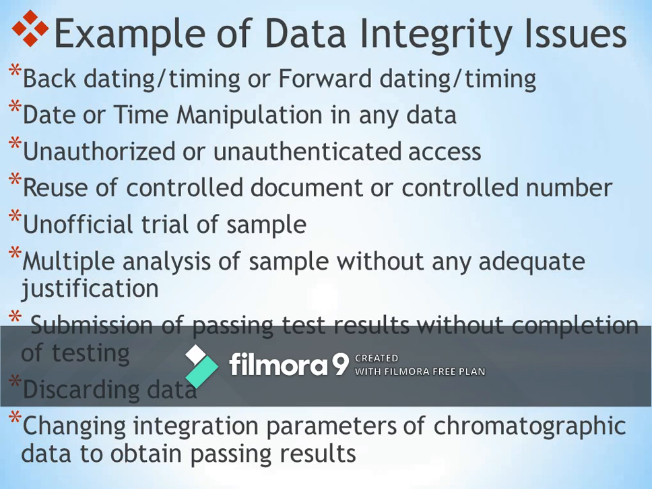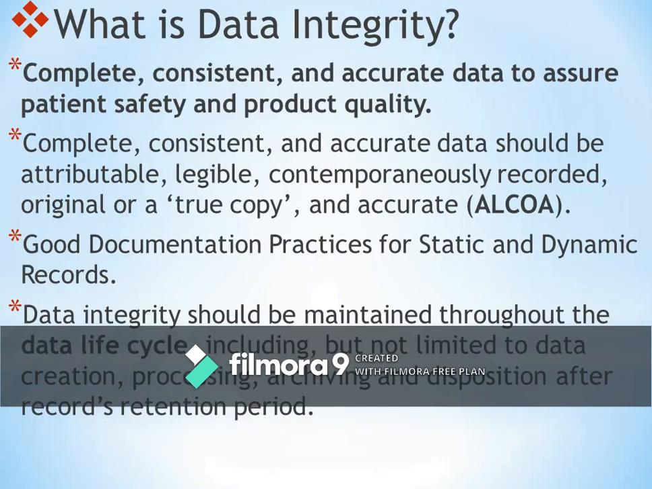Let us understand a few examples of data integrity issues so that we can clearly understand what they are: backdating or forward dating timing, date or time manipulations in any data, unauthorized or unauthenticated access, reuse of control documents or control numbers, unofficial trials of samples, multiple analysis of a sample without adequate justification, submission of passing test results without completion of testing, discarding data, and changing the integration parameters of chromatographic data to obtain passing results.